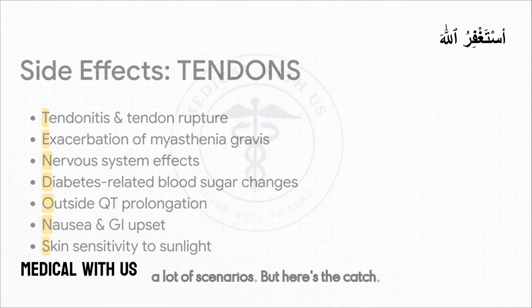But here's the catch. Powerful weapons almost always come with the risk of collateral damage. The tendons mnemonic is like a critical safety briefing. The most famous risk, the one you always hear about, is tendinitis. But these drugs can also cause nervous system effects, they can mess with your blood sugar, and they can even affect your heart. Using them means you have to do a really careful risk assessment.